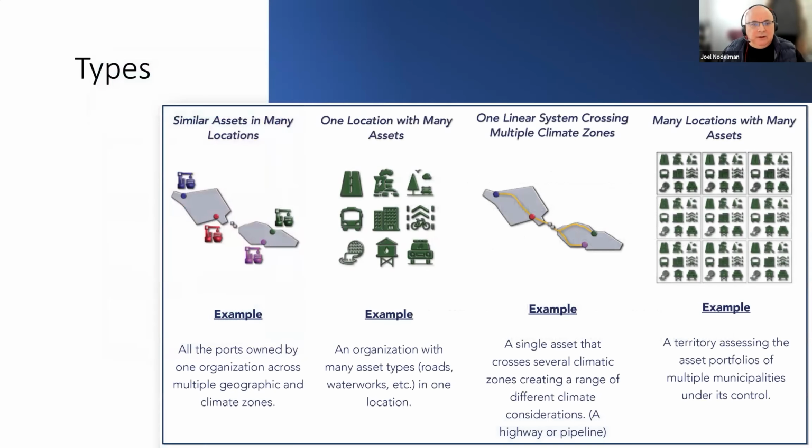We lay out within the document what sorts of portfolios might look like, and we came up with 4 key categories. Single assets all over the place, one location with many assets like a municipality, or long linear systems like highways or transmission line systems. And finally, the most complex case is many locations with many assets at each location. So the manual's being designed to handle all of this.